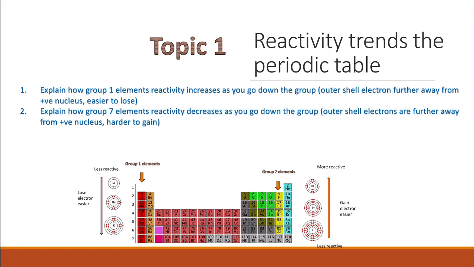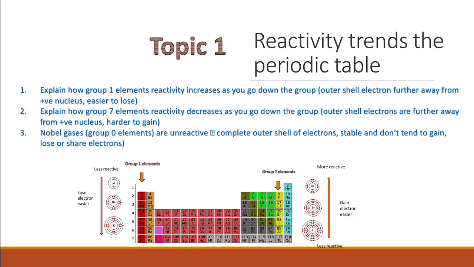because the outer shell electrons are further away from the positively charged nucleus, so it becomes harder for the element to gain electrons. Remember that noble gases or group 0 elements are unreactive because they have a complete outer shell of electrons. They are stable and they do not tend to gain, lose, or share electrons.